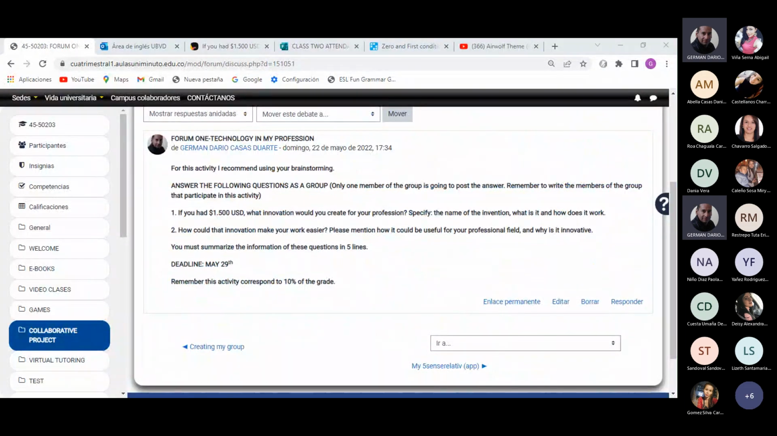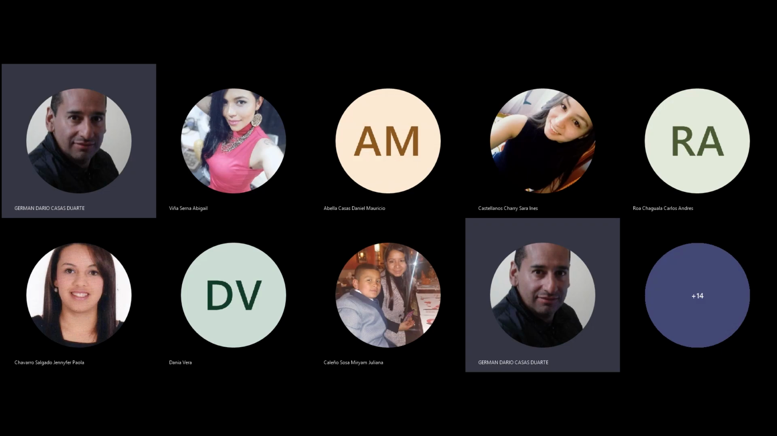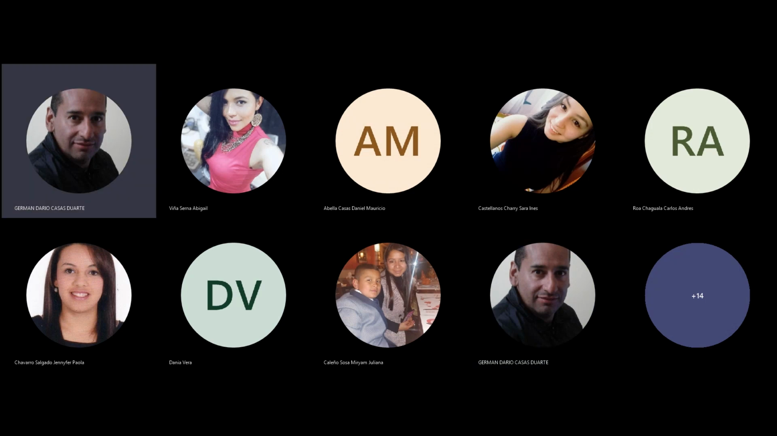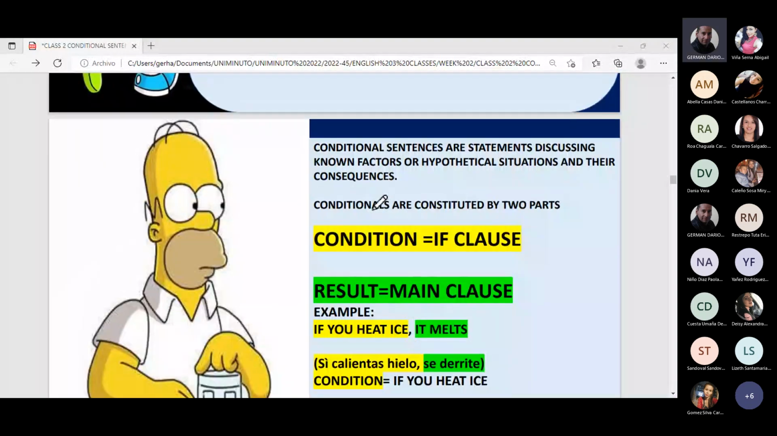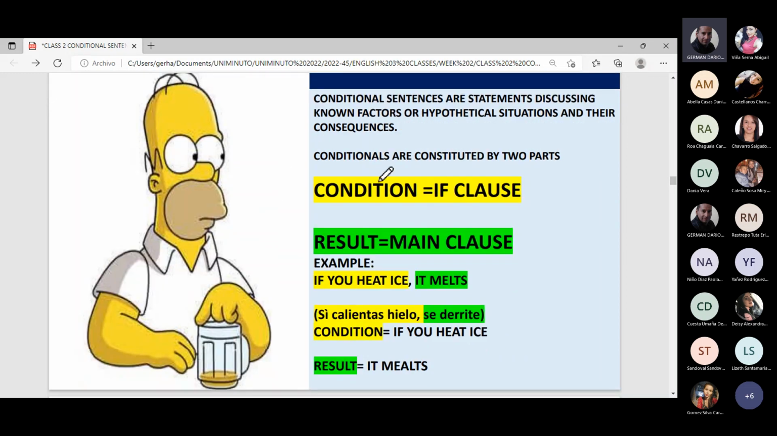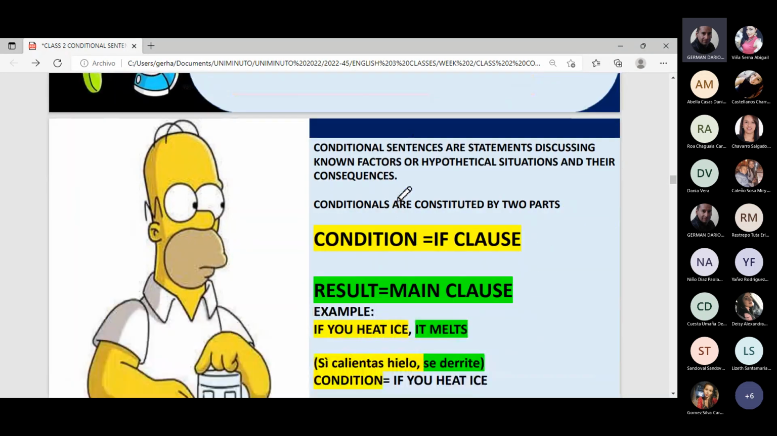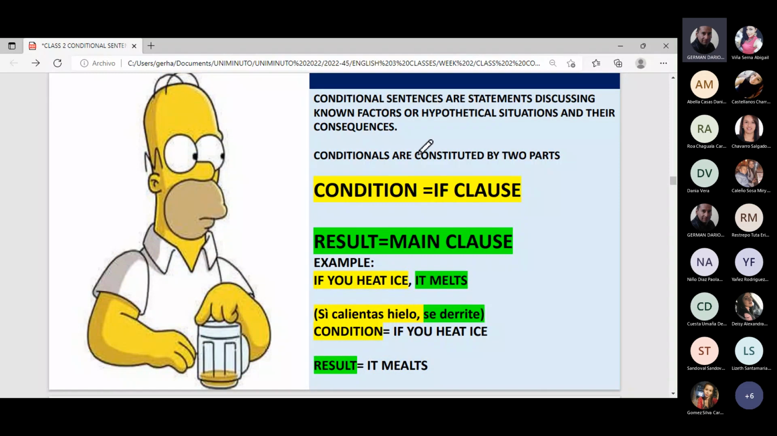Okay, so this is the end of the first part of the class. Okay, so let's continue with my class. Okay, remember that it is important to see all the topics that we need to see during this semester, because remember that at the end of English number 3, we are going to do a final test, and the final test is going to have all the topics that we have seen during the semester. Okay, so remember that last class we were seeing conditional sentences. Okay, so let's start with the third part of the class.